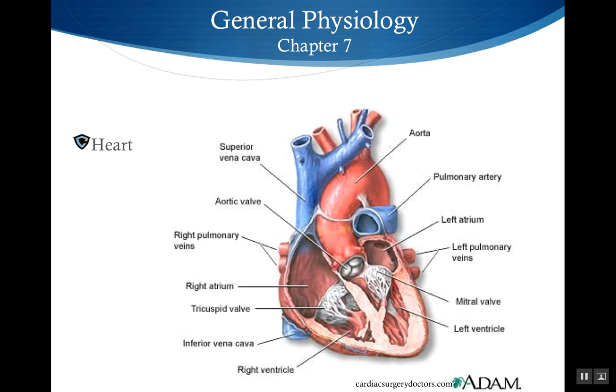Those chambers you can see here. There's 2 atria and 2 ventricles, the right atrium, the left atrium, the right ventricle, and the left ventricle. The right side of the heart, as you can see here, pumps blood to the lungs. The left side of the heart pumps blood to the rest of the body.